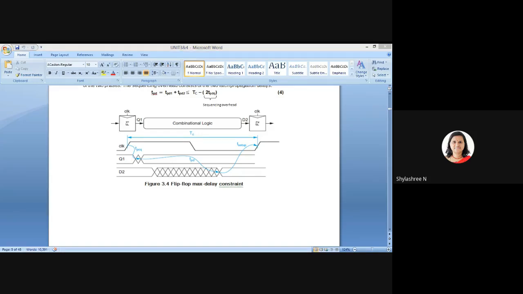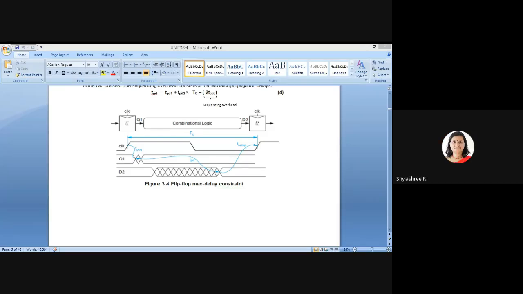Are you there, guys? Yes, ma'am. Yeah. What do you mean by that? Input is not stable just before the clock transition. Input is not stable? The D value is there, ma'am. That will not be stable. Like it will be fluctuating before the clock transition happens.